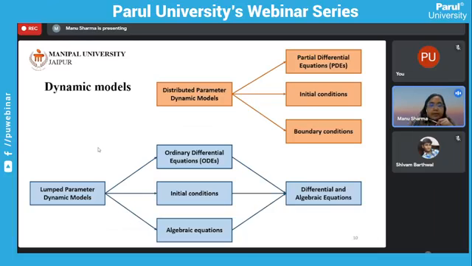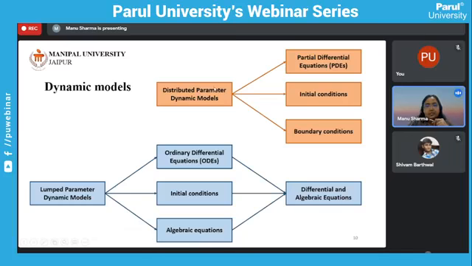So in case of lumped parameter dynamic models, we are assuming that the spatial variations are not present over here. If the spatial variations are not present, that means the parameters are changing only with respect to time. So there we will get the ordinary differential equations accompanied with the initial conditions and some algebraic equations that we often call constitutive relations. So we get a set of ordinary differential equations, initial conditions, and a set of constitutive relations. This set is known as differential and algebraic equations, or the DAE equations.